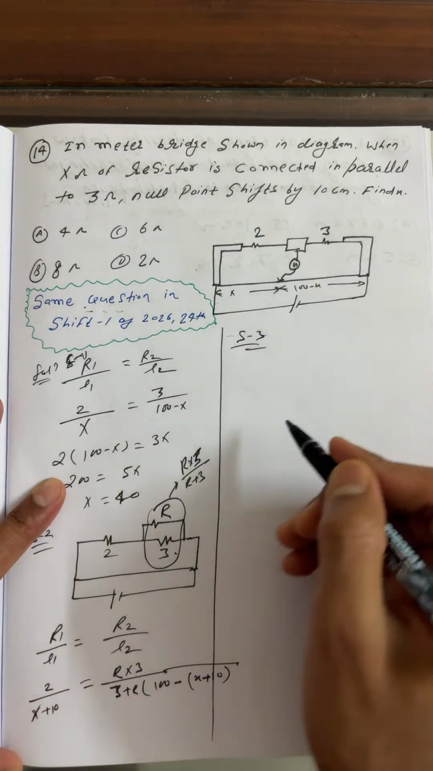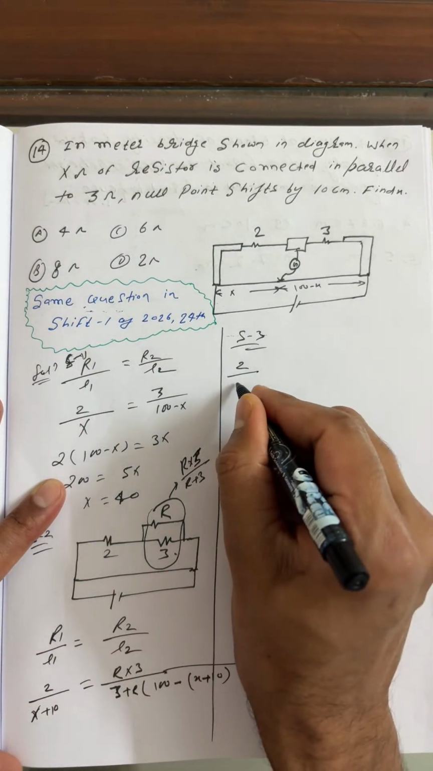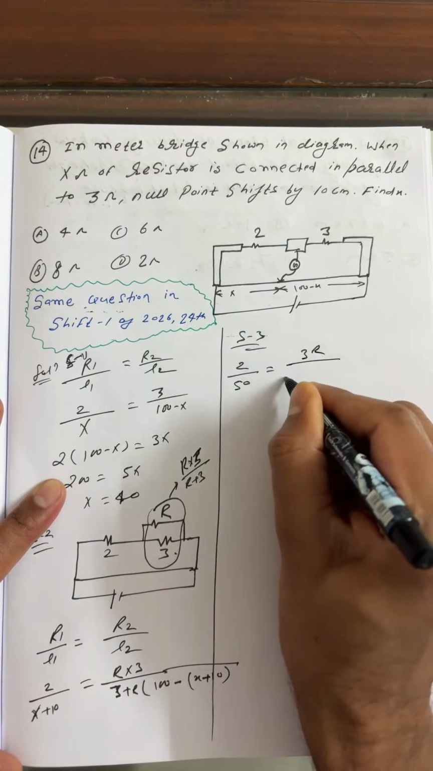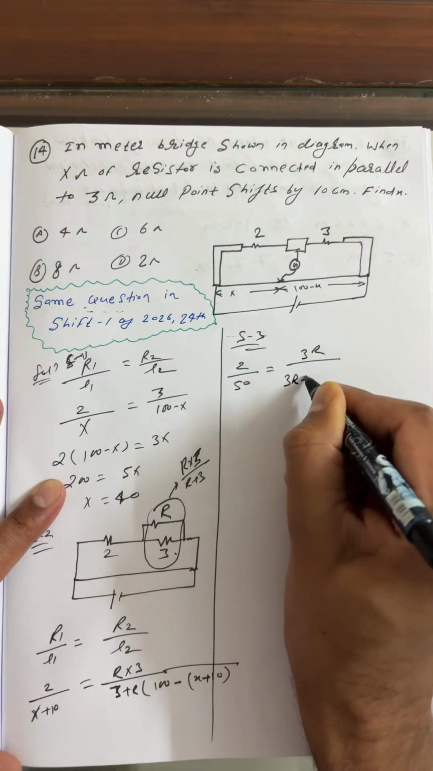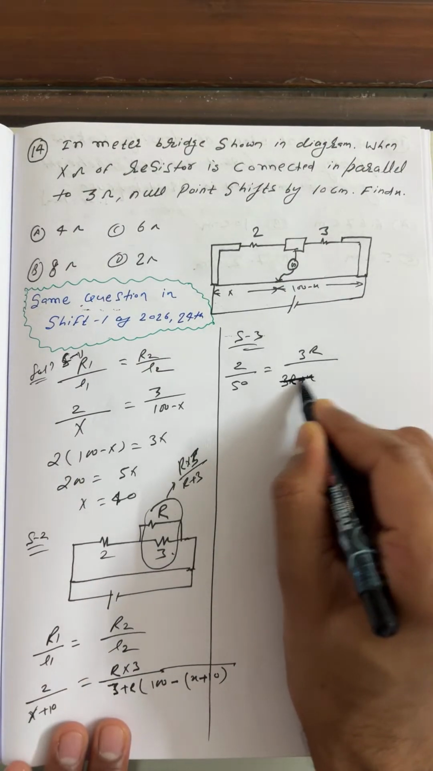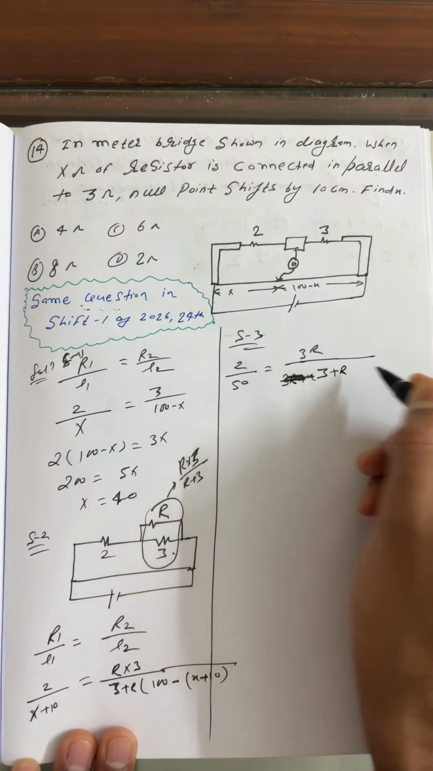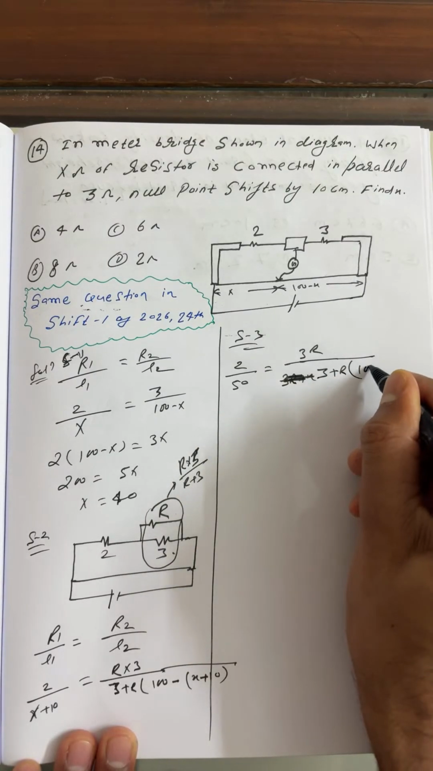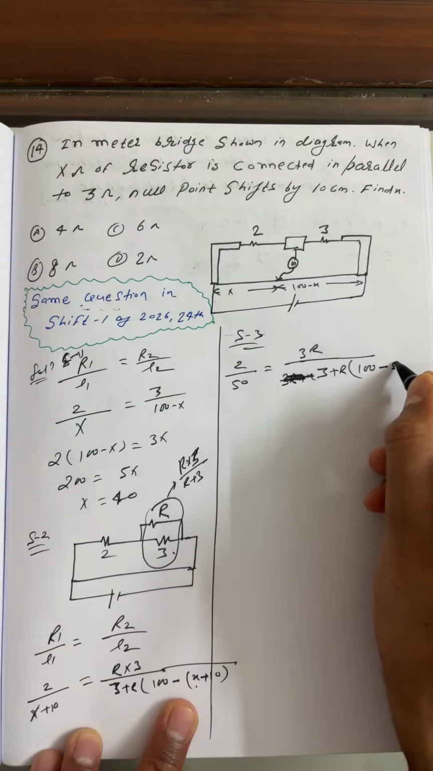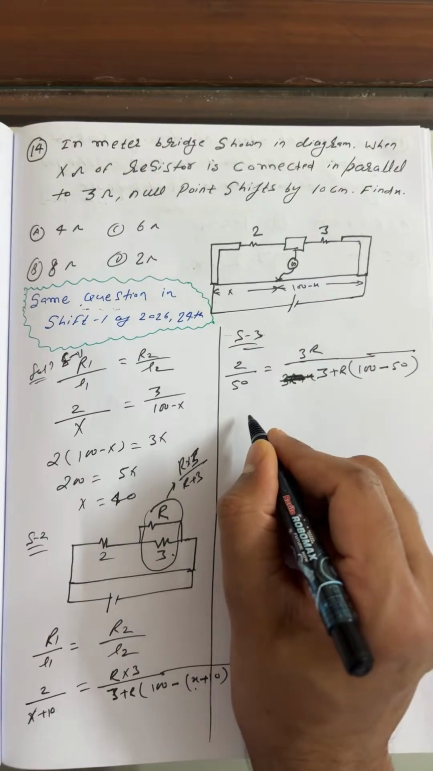Now beta, this is 2 upon x, which is 40. We already found, so you can write 2 upon 50. This is what, my dear? 3r upon 3r plus x. Am I right? It's wrong. This is 3 plus r. Beta, you can say 100 minus x, where x is 40 plus 10, 50. So you can say minus 50. Just do further calculations, my dear.